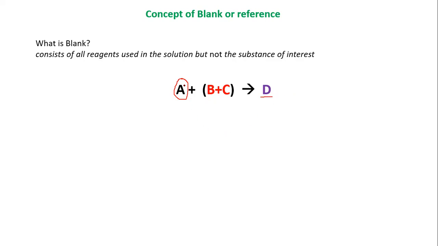Okay. So what is normally done in such kind of methods, these are the methods which are used during colorimetric estimations. If you are interested in A, you mix it with a coloring reagent, which is say B plus C here. After interaction of A with coloring reagent, you get D. So now this is your reaction. What will be your blank?